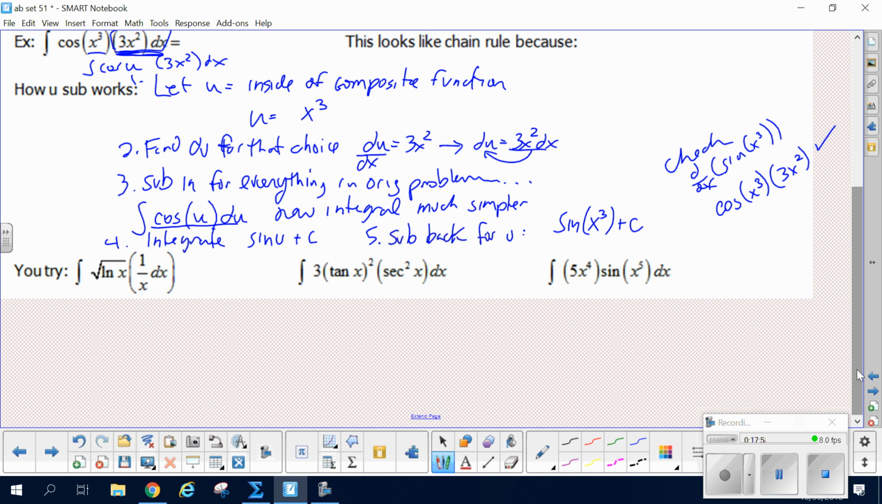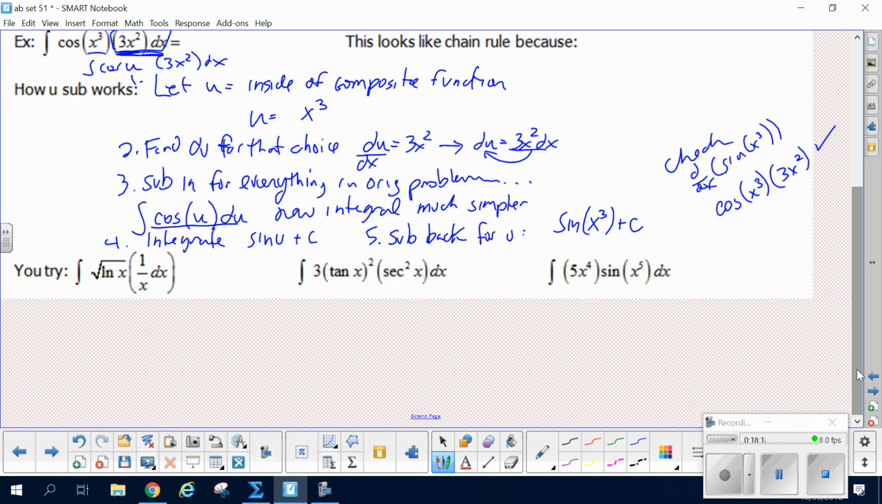One more together. Okay. So the idea is that you're seeing a product, and it feels like one is the derivative of the other. If you see a product where one is the derivative of the other, then you should think u sub. This is a big mess. By substituting well, it'll be pretty clean.